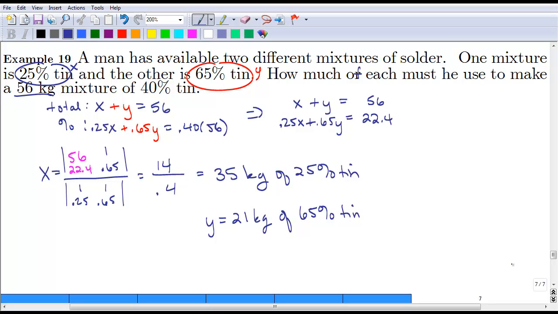So if you set up the equation for x, again, you're replacing the first column with the 56 and the 22.4. You should have ended up with 14 for the determinant of the numerator, and 0.4 is the determinant in the denominator. And when you divide these two, you end up with 35 kilograms of the 25% tin. And again, like I said, since we know we have a 56 kilogram mixture total, we can just subtract to get that we would have 21 kilograms of the 65% tin.